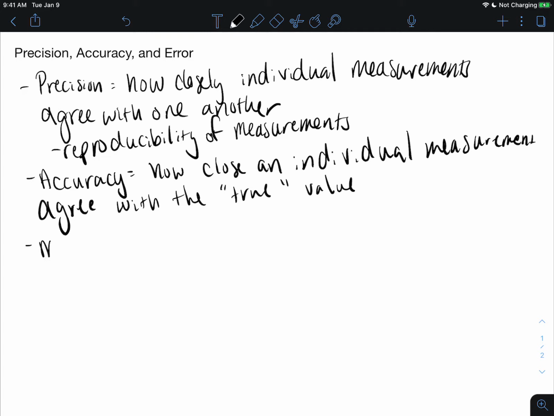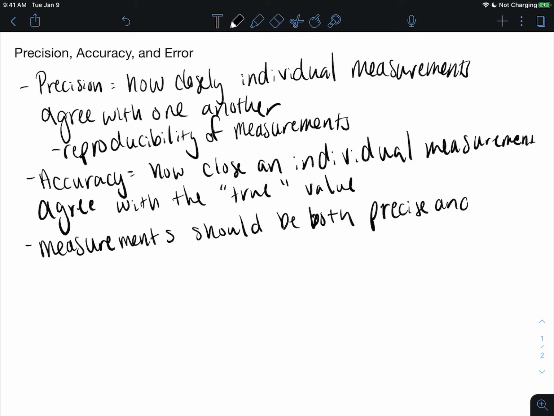When we think about a measurement, measurements themselves should be both precise and accurate. Whenever we do a set of measurements, we want them to be reproducible. We want to get the same results every time. And of course, we want them to be close to the actual value, right? We don't want them to be wildly off. So accurate is getting as close as possible to the actual value, while precise is just getting everything the same, reproducible.